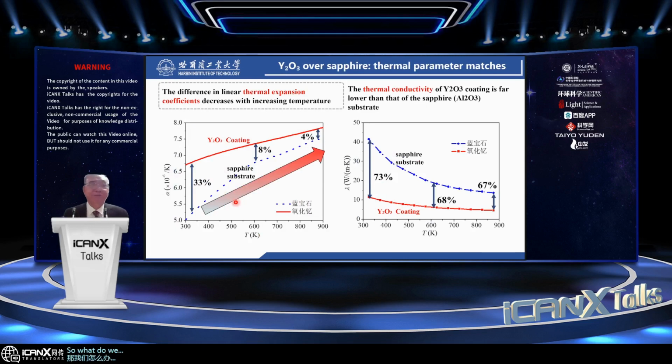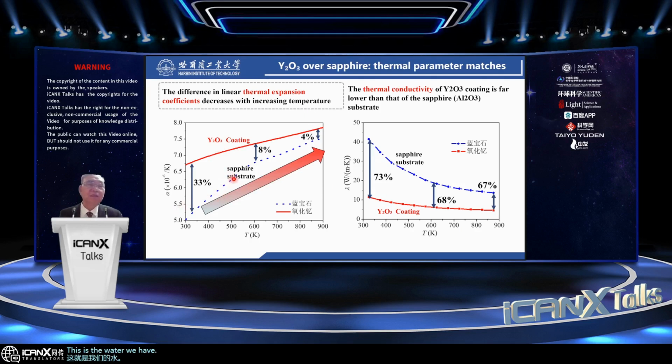So what do we coat? We do a coating. Again, Y2O3, yttrium oxide. This time, we do a coating on sapphire substrate, because for the 3 to 5 micron wavelength range, this is what we usually use. Sapphire is Al2O3, whose hardness has no problem, but the thermal problem is indeed a big problem. So if we coat Y2O3 on sapphire, this is what we have.